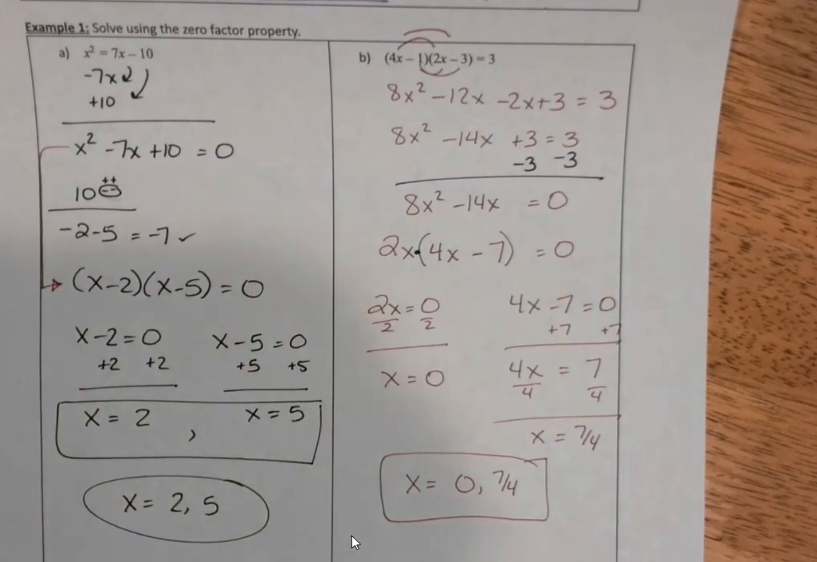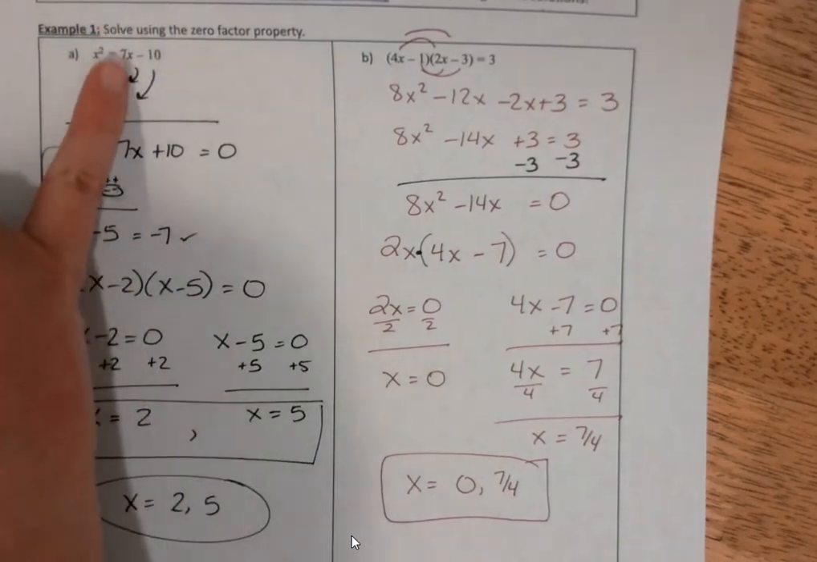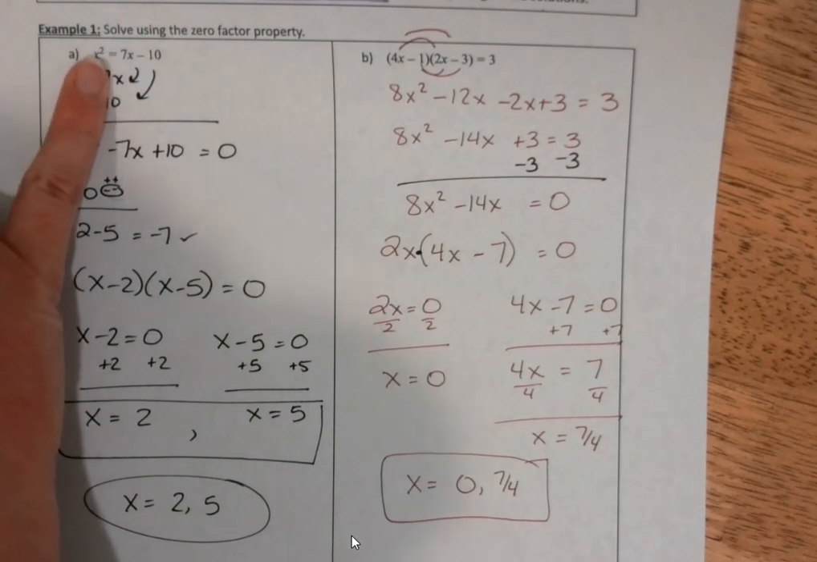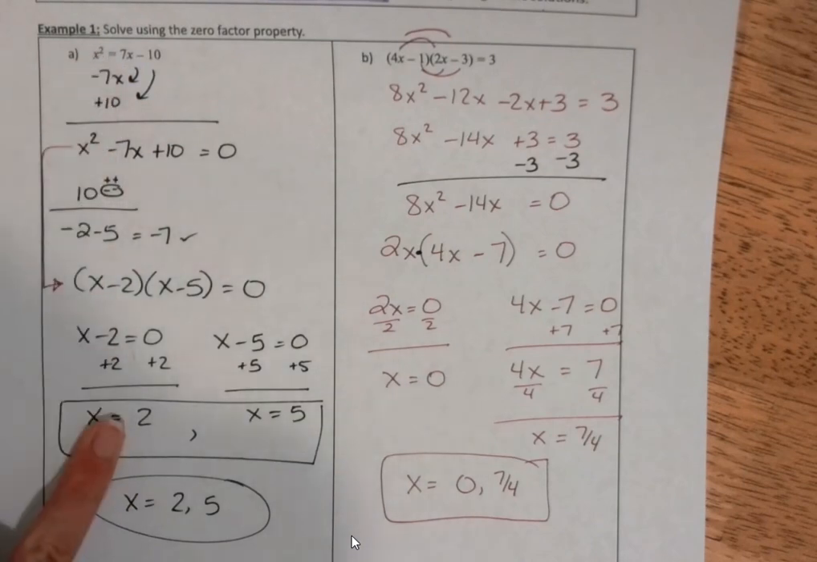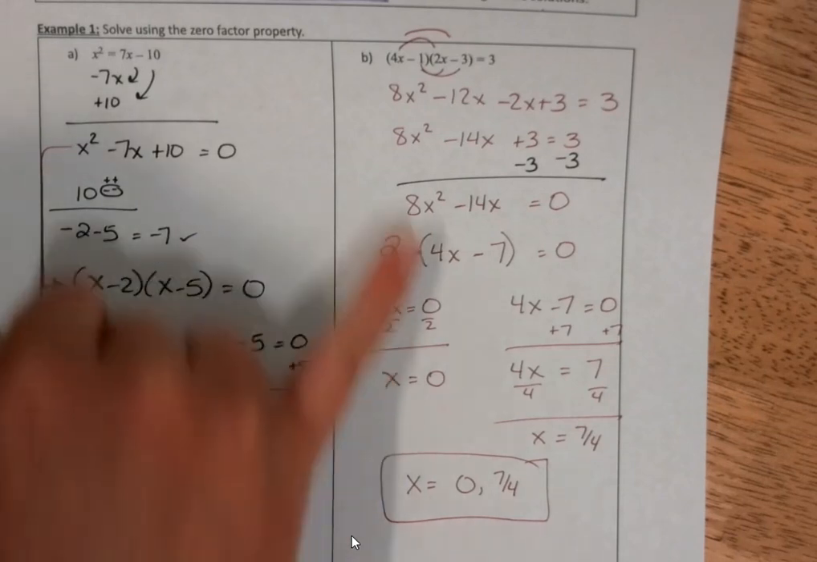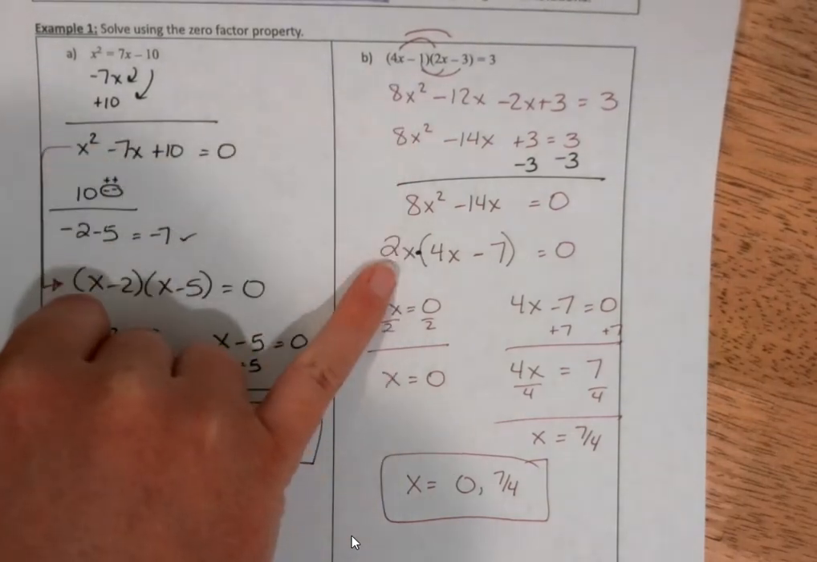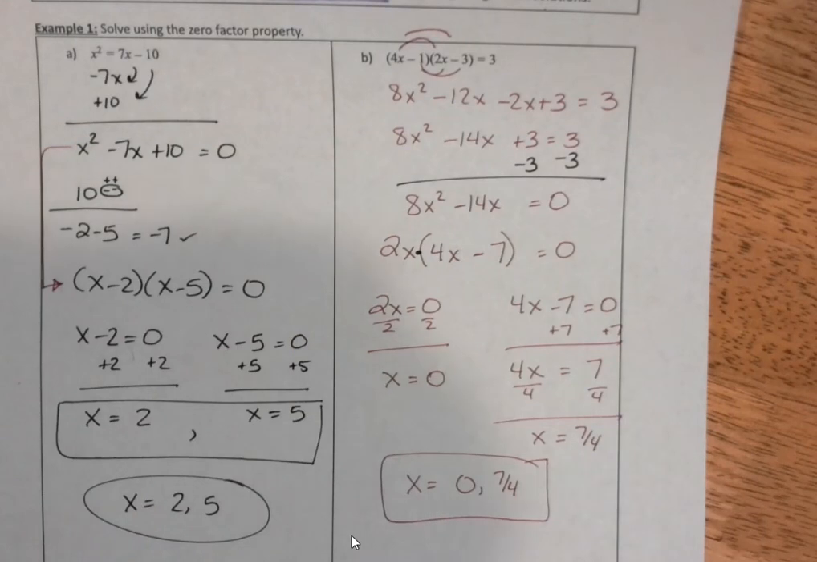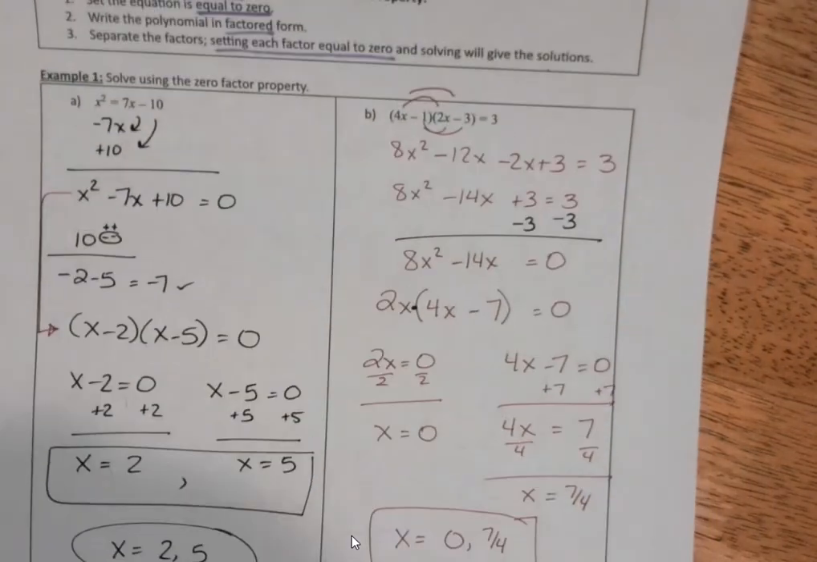The most important thing to remember when using the zero factor property is that all factoring strategies apply. You might get to do an a equals 1 factor type. You might get to do factoring by grouping. You might get to do GCF factoring. You might get to do factoring when a is not equal to 1 using either trial and error or the AC method. All factoring strategies can be used.